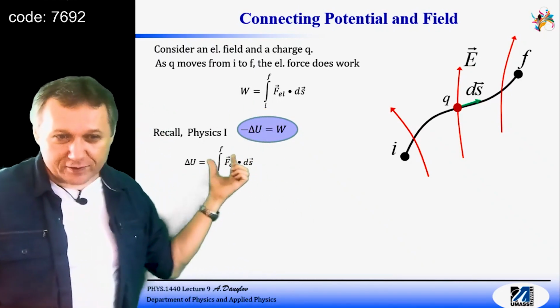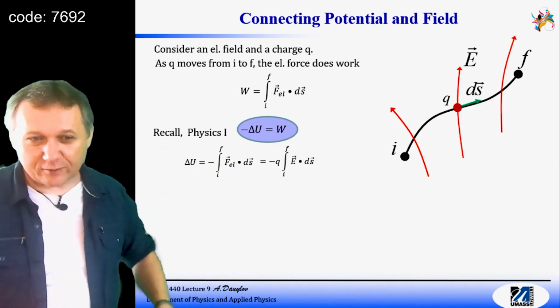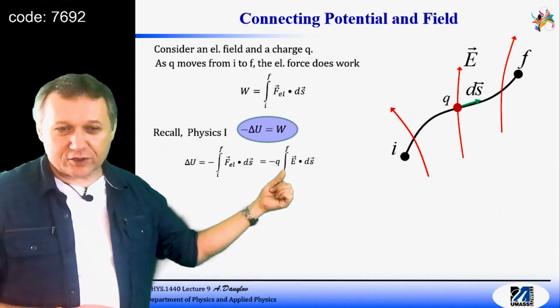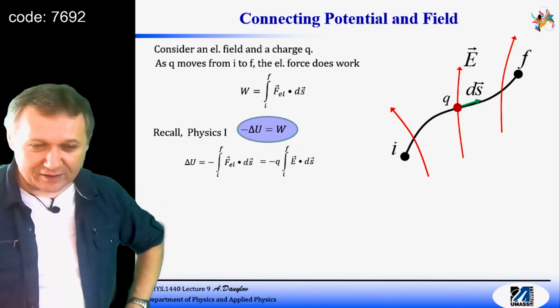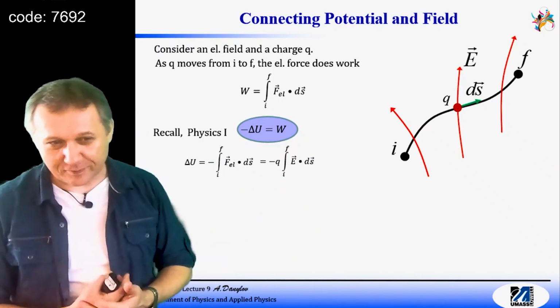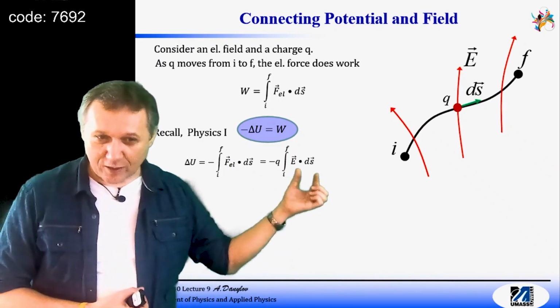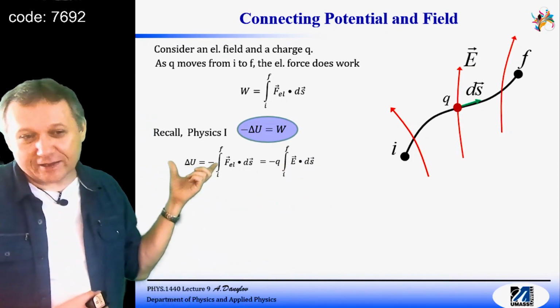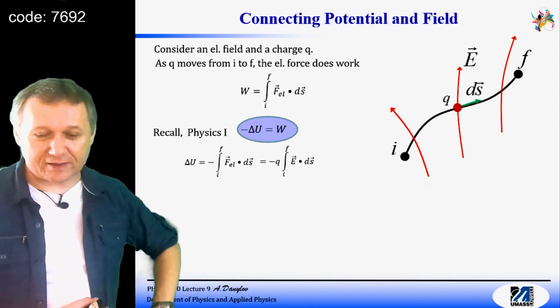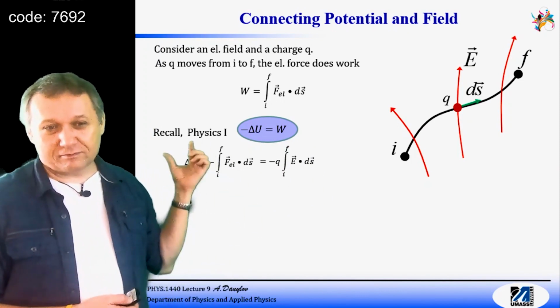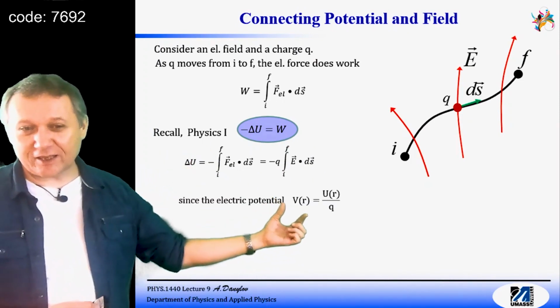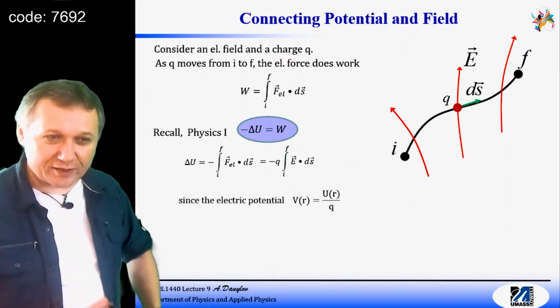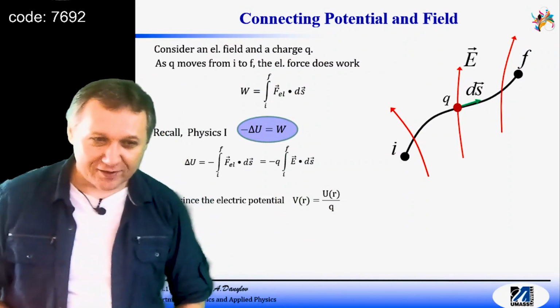And of course, force is QE. And of course, charge is constant, so charge can be taken outside of the sign of integration. Okay, so now we have electric field. That's what we wanted. And now we need to construct electric potential on the left-hand side. How? Definition of the electric potential: it's U divided by Q, potential energy divided by the probe charge.